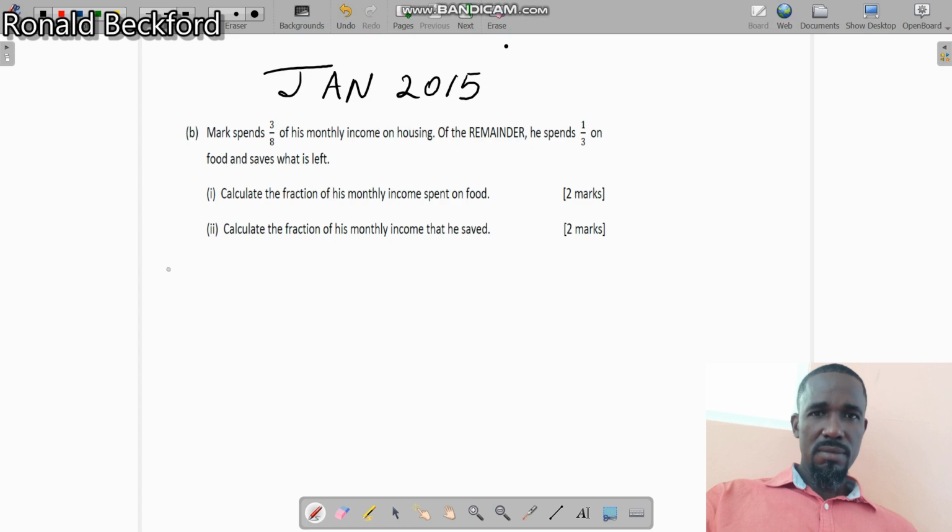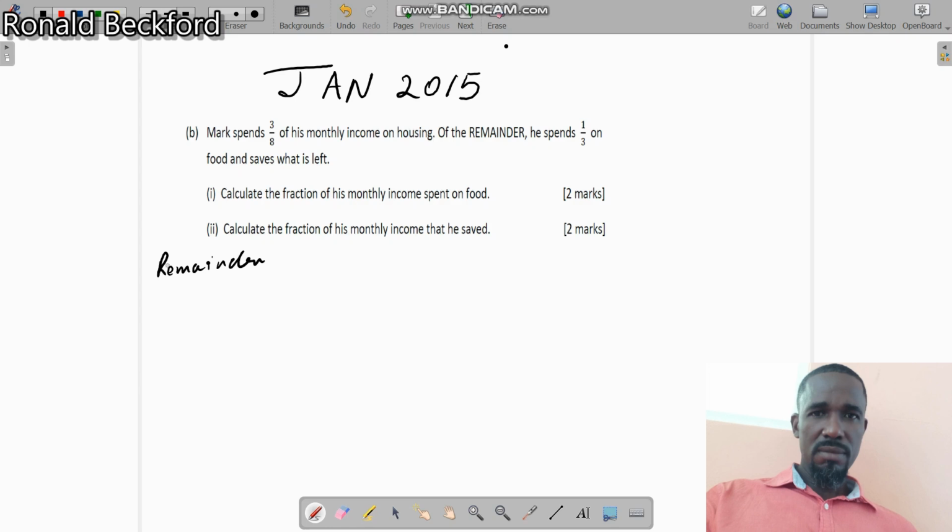So in order for us to do this question, first we have to know what the remainder that they are talking about is. The remainder they are talking about is what is left after taking out the 3/8 from his monthly income first.